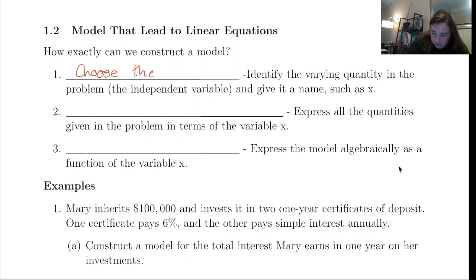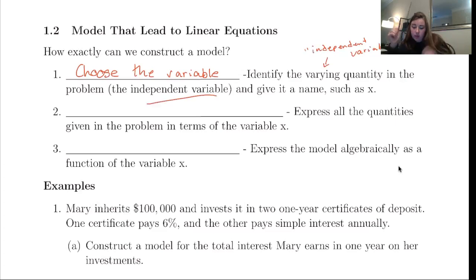choose the variable. We're going to identify the varying quantity. Sounds like something like a dependent variable, independent variable. Probably the independent variable is going to be the varying one. In the problem, I even wrote independent variable, getting ahead of myself. And give it a name, such as X. In the last problem, it was time. I would probably call it T. That's just me.